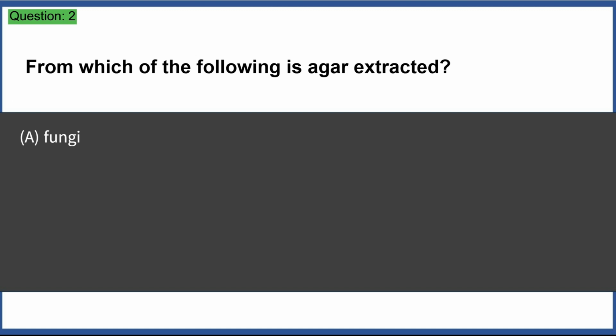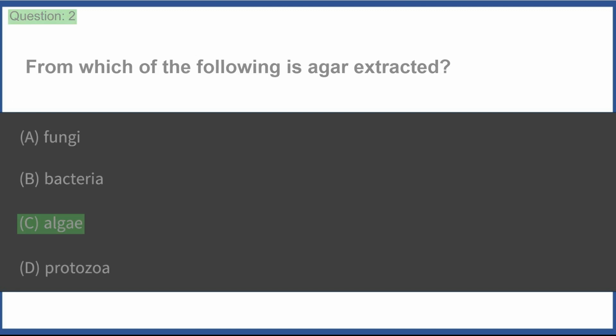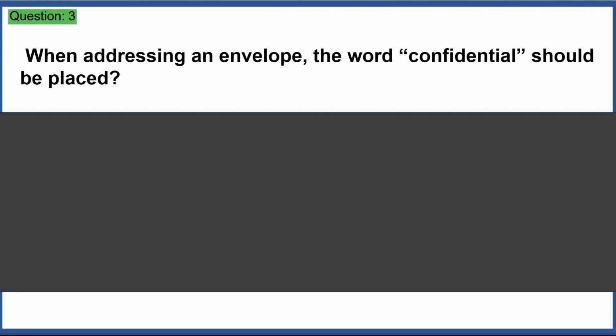From which of the following is agar extracted? A. Fungi, B. Bacteria, C. Algae, D. Protozoa. Answer: C. Algae.